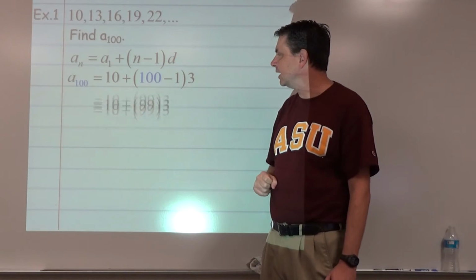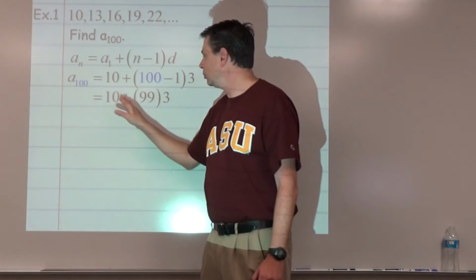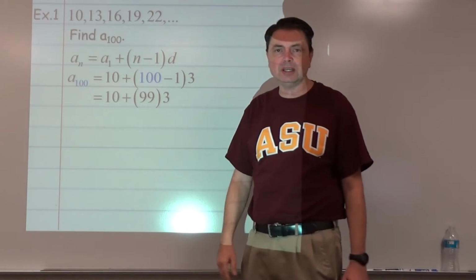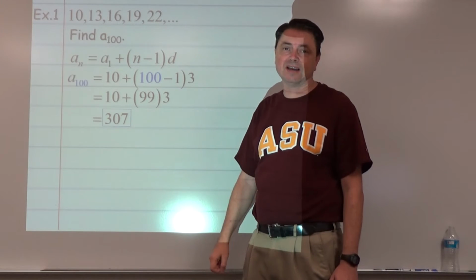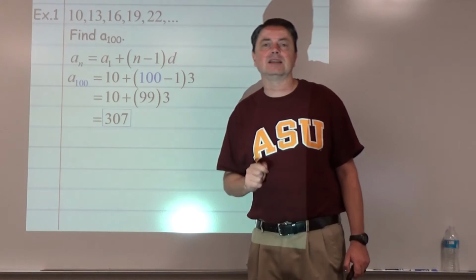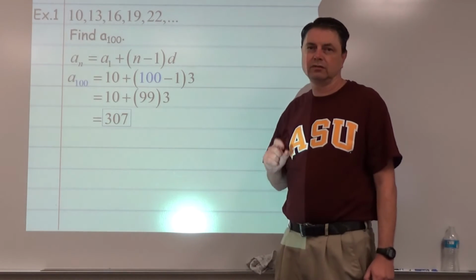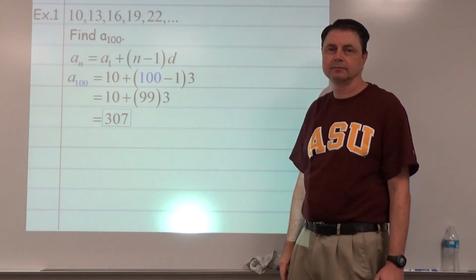We can simplify that. Now take out the calculator. 10 plus 99 times 3, and we get 307, which would be the 100th term in that sequence. If you want to get full credit, you've got to show the algebraic work.